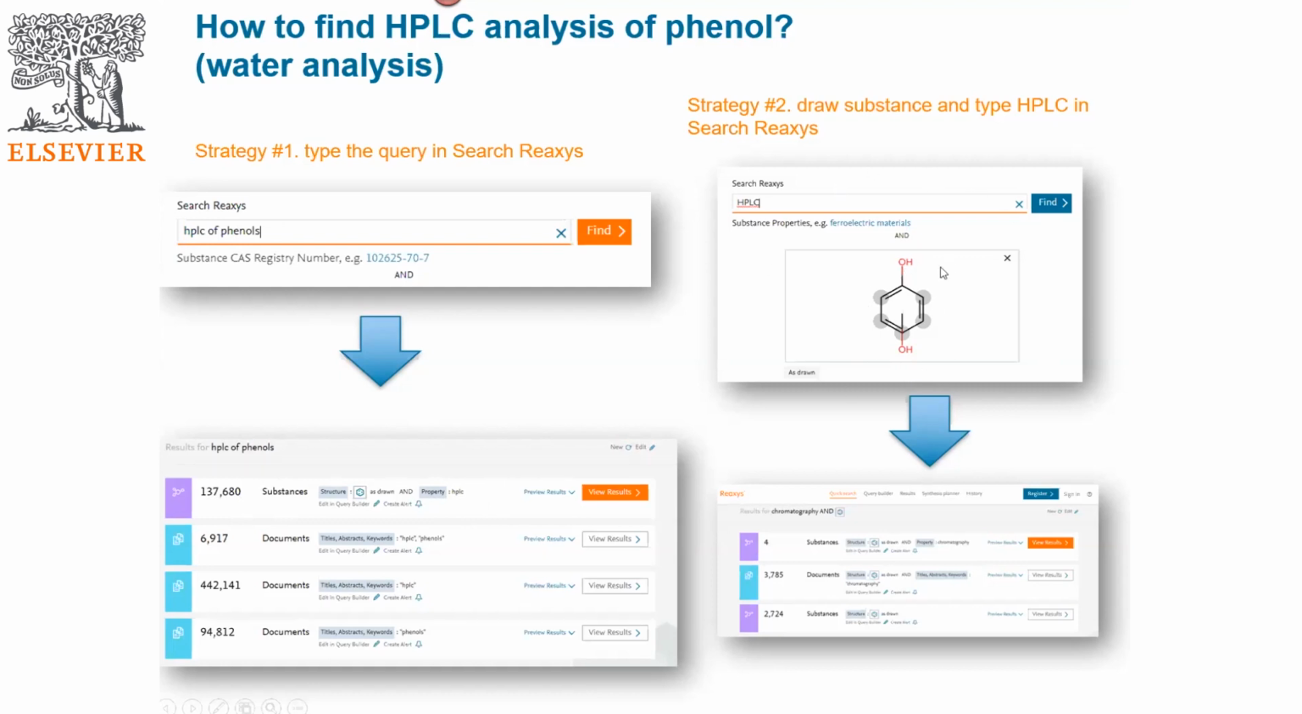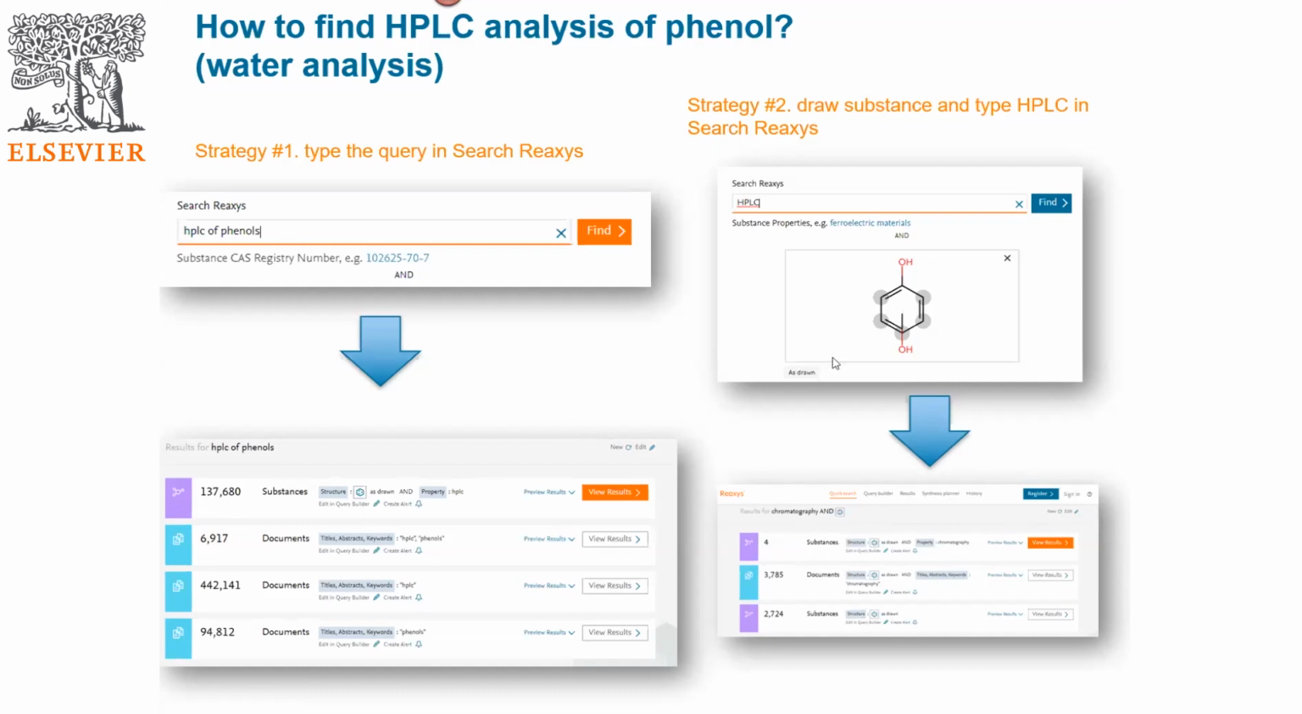Or you can use a structure editor from the first page search in Reaxys to put the different phenols, some particular phenols, and you can try to play with coding the property of your interest, HPLC, for example. So this one will bring you only 4 substances, and depending on what you are interested in, sometimes it's better to have 4 substances instead of reading a lot of information about thousands of them.